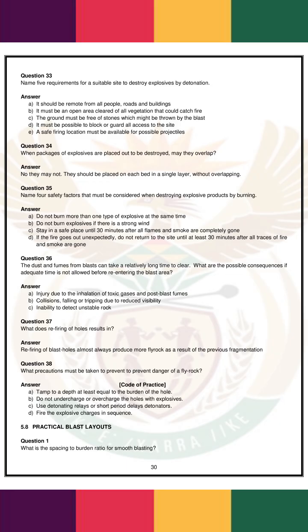Question 35. Name 4 safety factors that must be considered when destroying explosive products by burning. A. Do not burn more than one type of explosive at the same time. B. Do not burn explosives if there is a strong wind. C. Stay in a safe place until 30 minutes after all flames and smoke are completely gone. D. If the fire goes out unexpectedly, do not return to the site until at least 30 minutes after all traces of fire and smoke are gone.